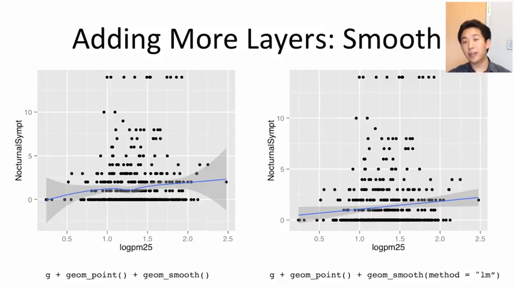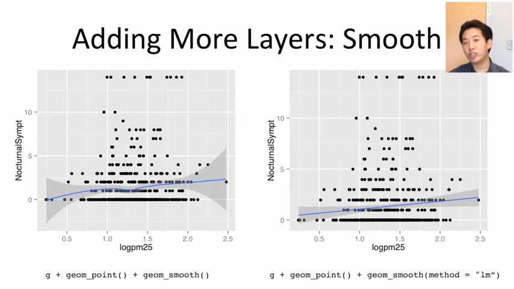Now, another layer that you can add onto your plot is a smoother, and many times you want to do this just so you can get a sense of the overall trend in the data. So you might want to just get a general sense of as PM2.5 increases, do we get more nocturnal symptoms? And so on the left-hand side here, this is the code down here at the bottom that I use.